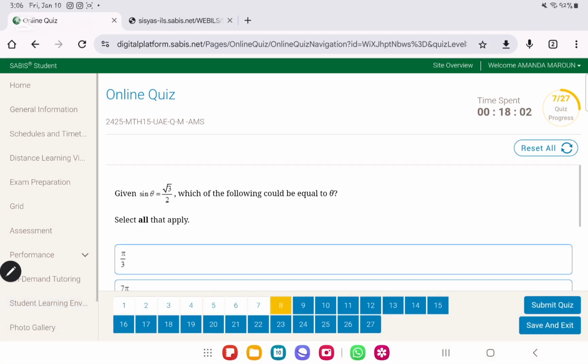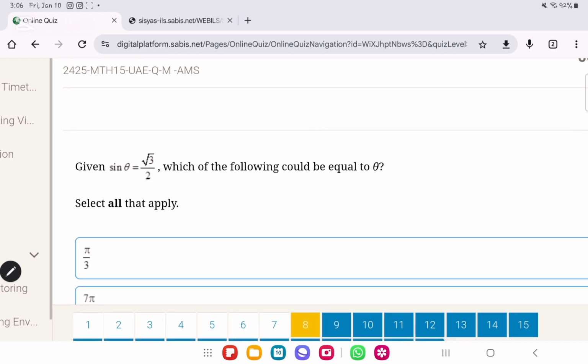Question number 8. Here again, we need to memorize the table, okay? The table of trigonometric ratios. For this question over here, we are looking at sine theta is equal to radical 3 over 2. So we know, based on memorizing the trigonometric table, that sine 60 is equal to radical 3 over 2.